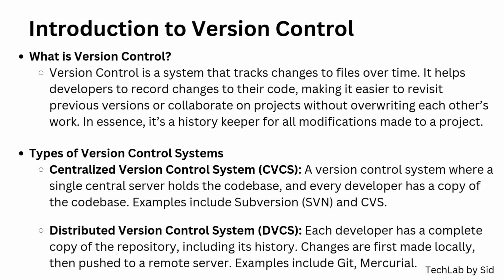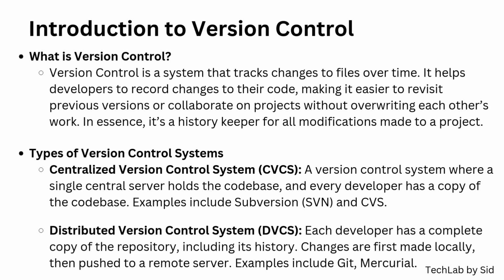In this video we are going to discuss version control in computer science. Version control is a system that monitors changes to files over time, enabling developers to record updates to their code. It provides a way to revisit previous versions and facilitates collaboration without risk of overwriting each other's work, essentially serving as a history tracker for all modifications made to a project.